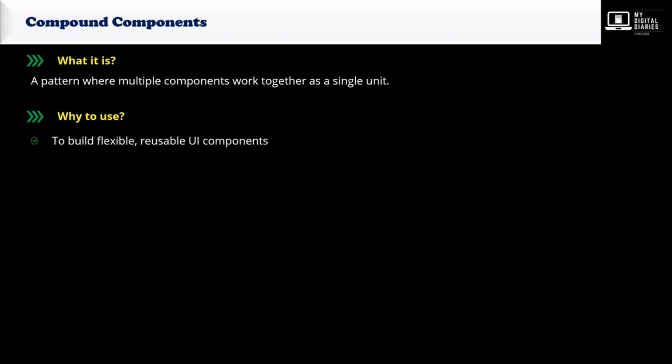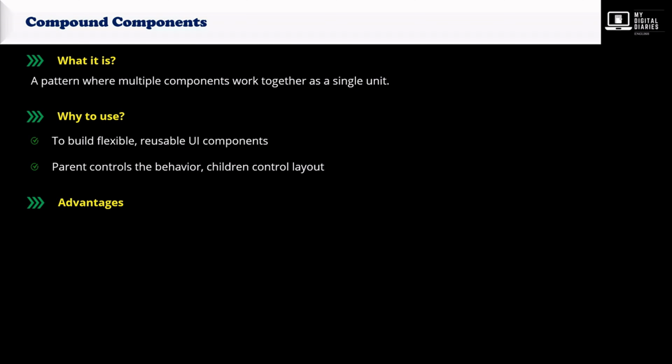Now, why use compound components? The first reason is to build flexible and reusable UI components. This pattern allows developers to customize the UI without changing the internal logic. The second reason is better control. The parent component controls the behavior like state and logic, while the child components control the layout and structure. This gives us a clean and powerful API while still allowing customization.